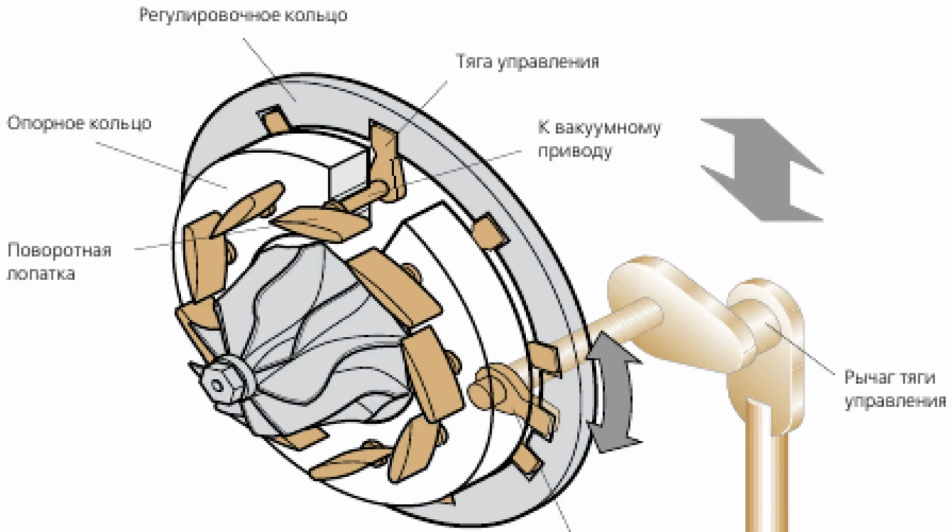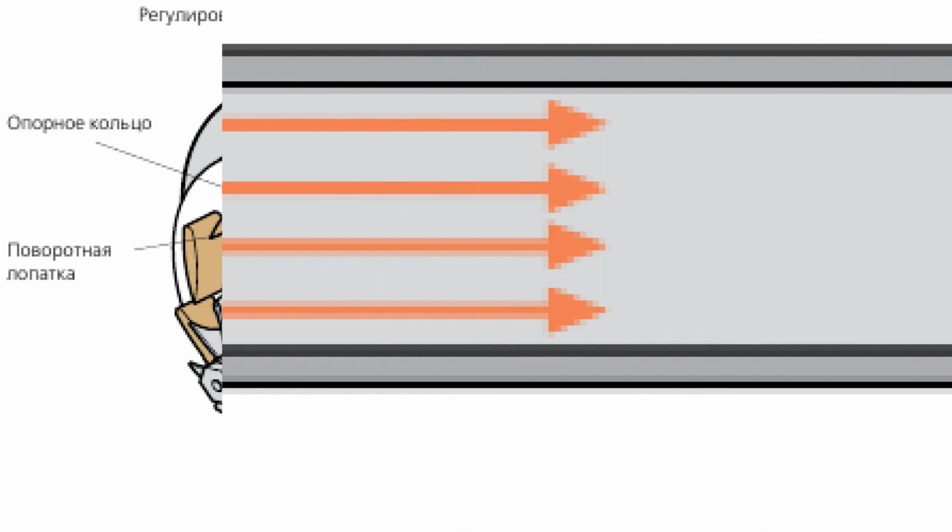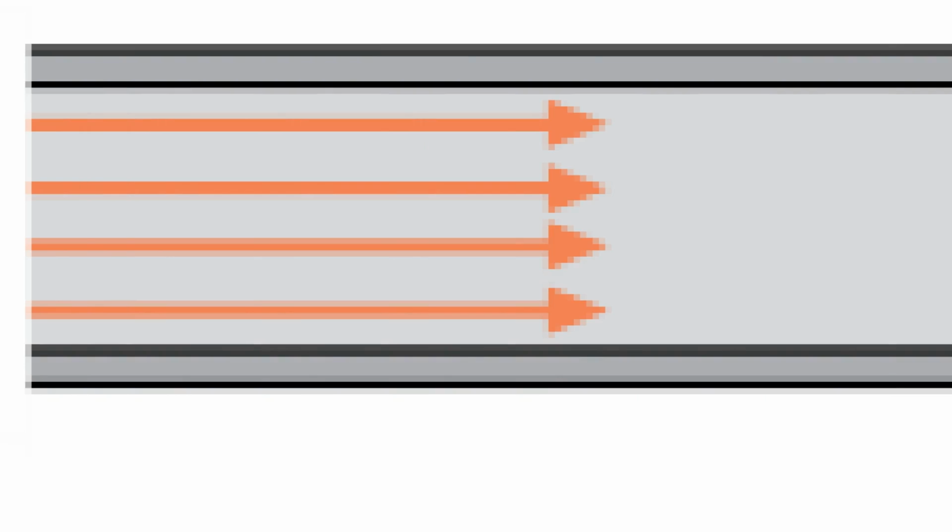When the position of the vacuum drive axis is changed, the adjusting ring is rotated by a certain angle. This rotates the vane axis in the support ring. They synchronously change their position, thereby changing the cross-section for the exhaust gas flow.